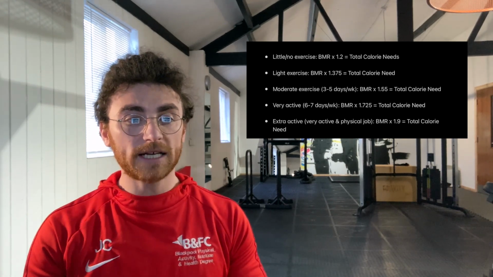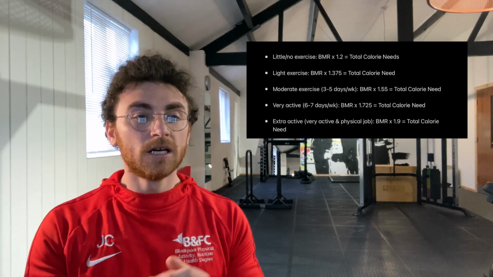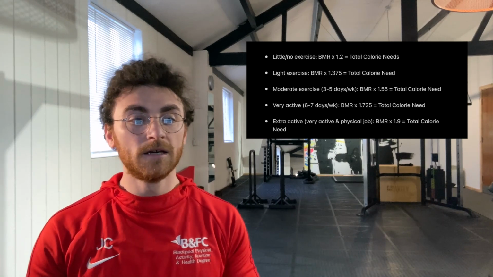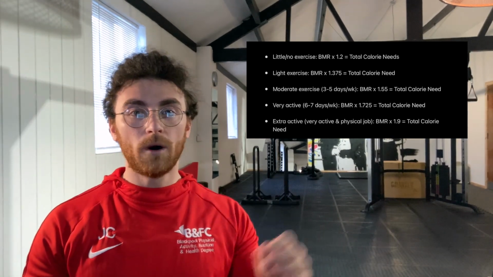A little bit of exercise, BMR times 1.375. Exercising 3 to 5 times a week, BMR times 1.55. Very active, it's that BMR times 1.725, and if we're overly active, it's that BMR times 1.9. That will give us our daily caloric needs.